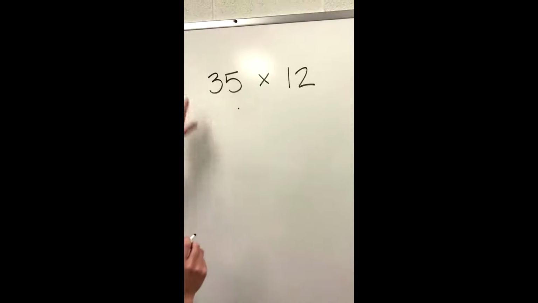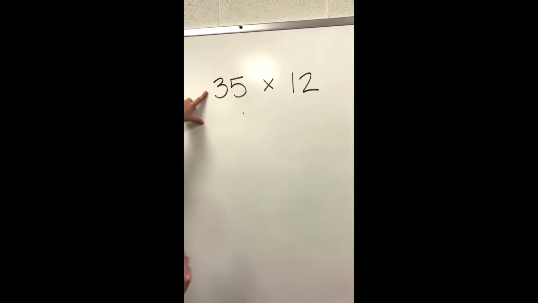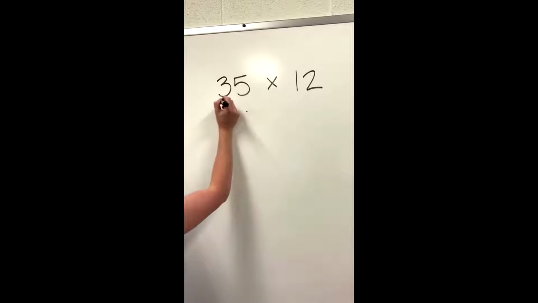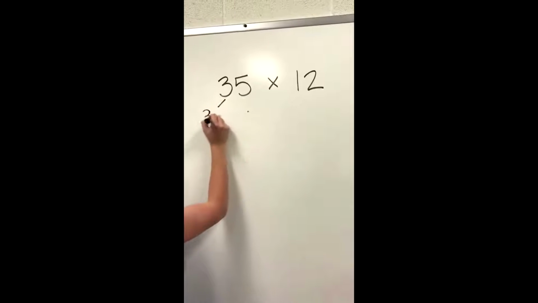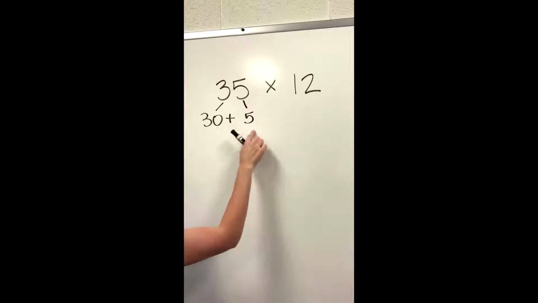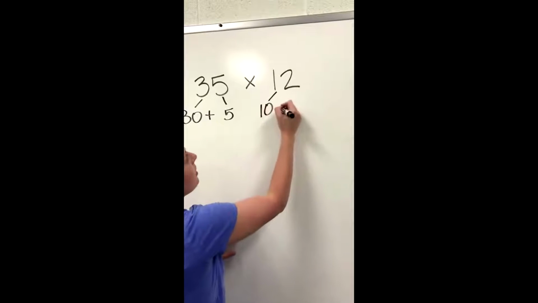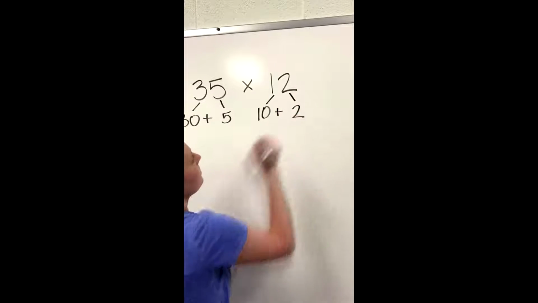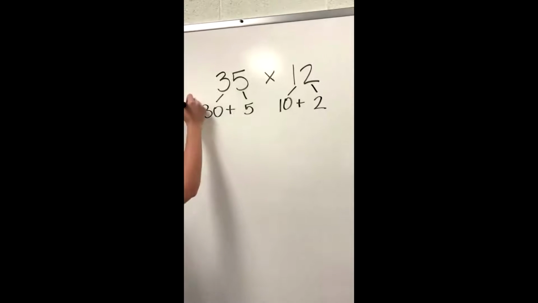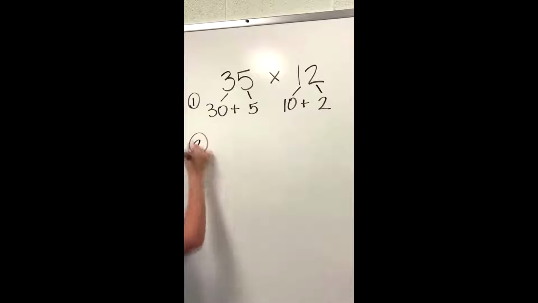So first thing is we have our multiplication problem, 35 times 12. The first thing we need to do after that is expand these two numbers. We need to break it down into its tens and its ones. I've got 3 tens, which is 30, and 5 ones, so that is 30 plus 5. 12 is 1 ten plus 2 ones. Okay, so that's step 1. The next step would be to draw a large box.